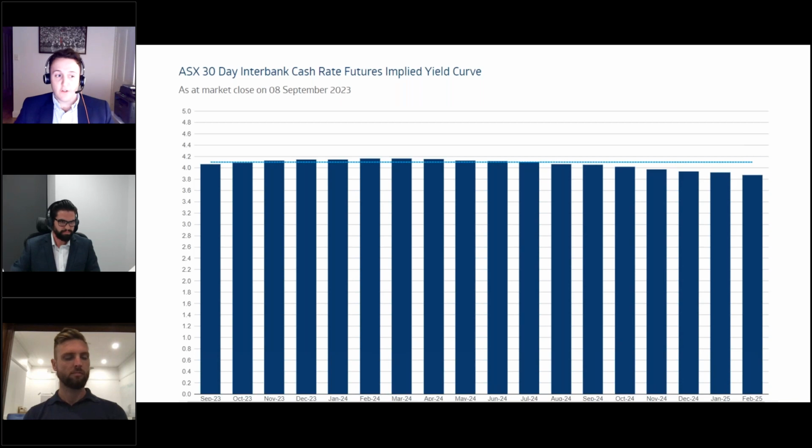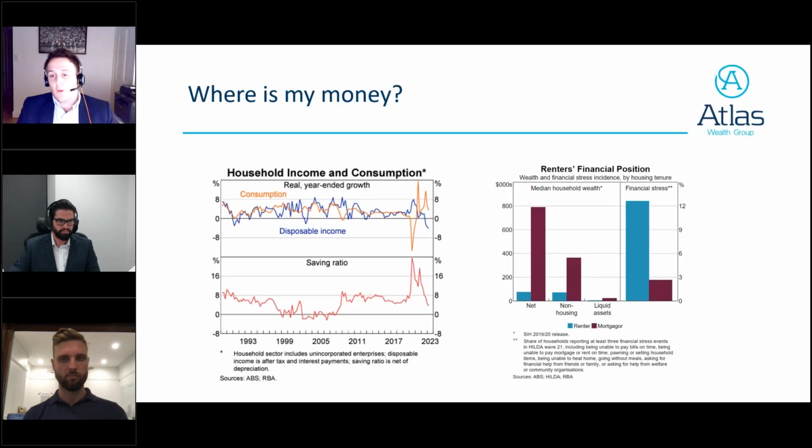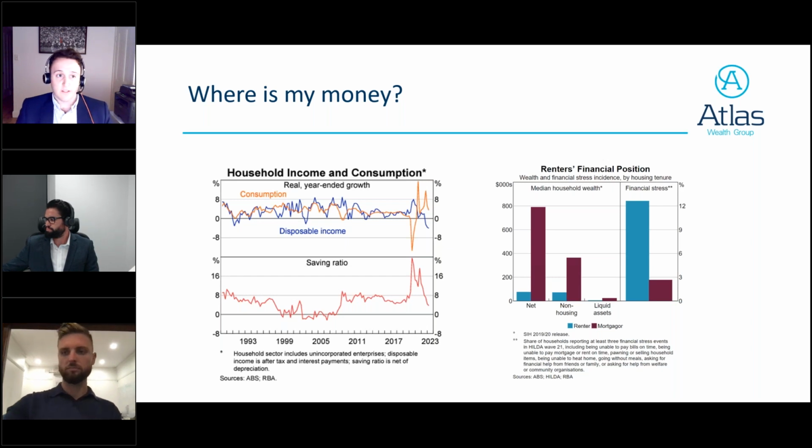So if we turn over the page, as I was saying earlier, with this rate tightening cycle, the people that are really feeling it are the households, so young households, first-home buyers, and that's really shown in this graph, which was updated last month with the RBA.